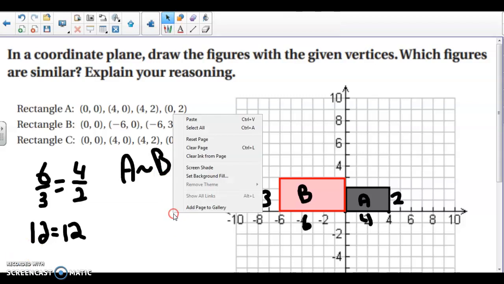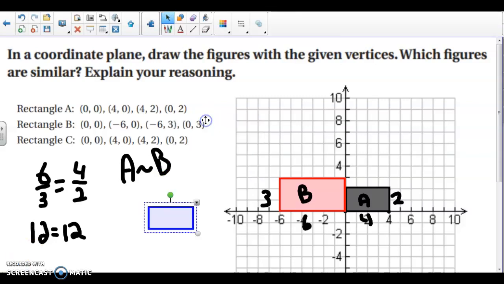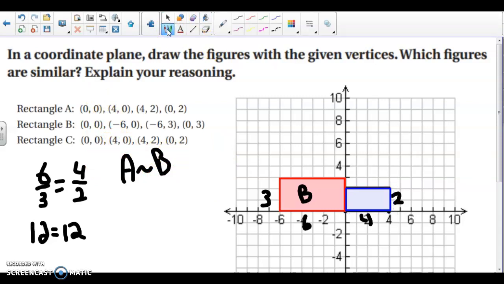And now if we went and drew rectangle C in the same coordinate plane, you'll notice that C is the same exact thing as A. So C and A have the same exact coordinates. So since that's the case, they're exactly the same, which means they're congruent. Since they're congruent, they're also similar. Similar shapes can be congruent, meaning congruent shapes are similar, but not all similar shapes are congruent, obviously, because A and B aren't congruent, but they're similar.